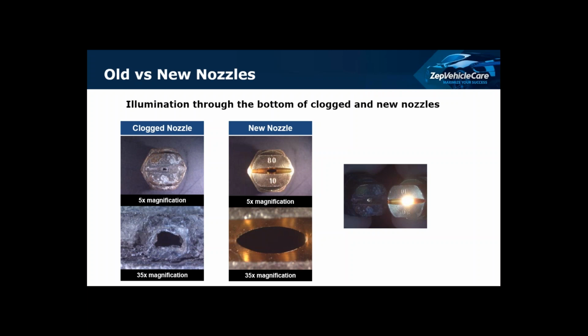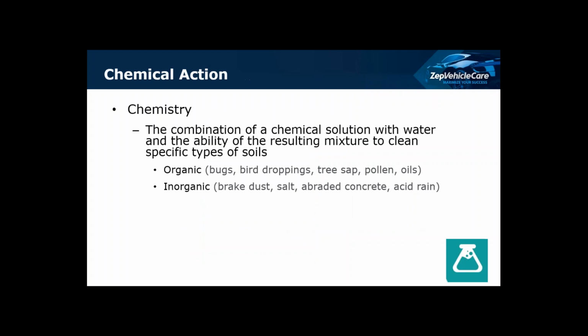We've got some examples on the screen of some nozzles that are clogged at 5 magnification and 35 magnification that are just worn out nozzles. Worn out nozzles and or clogged nozzles can affect your cleaning with poor application of your chemistry. It can also give you issues with high pressure cleaning. So just good maintenance is the key on the mechanical part of your wash.